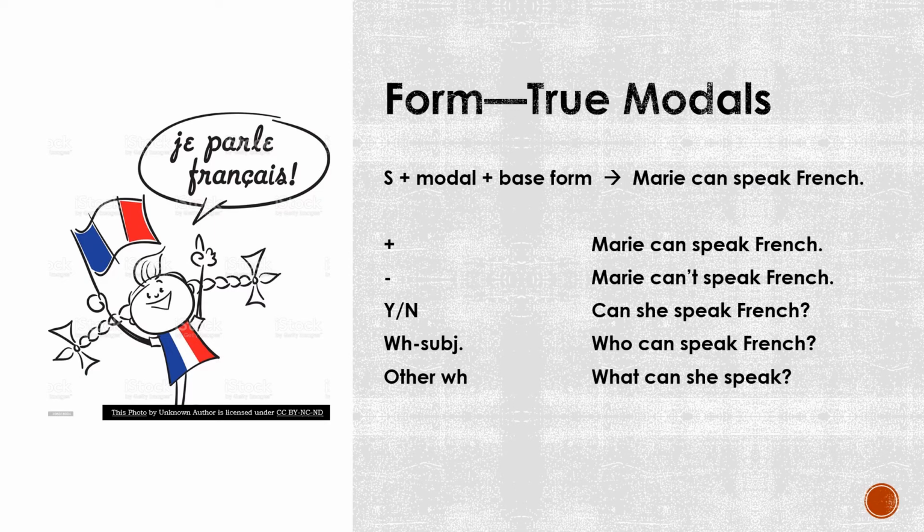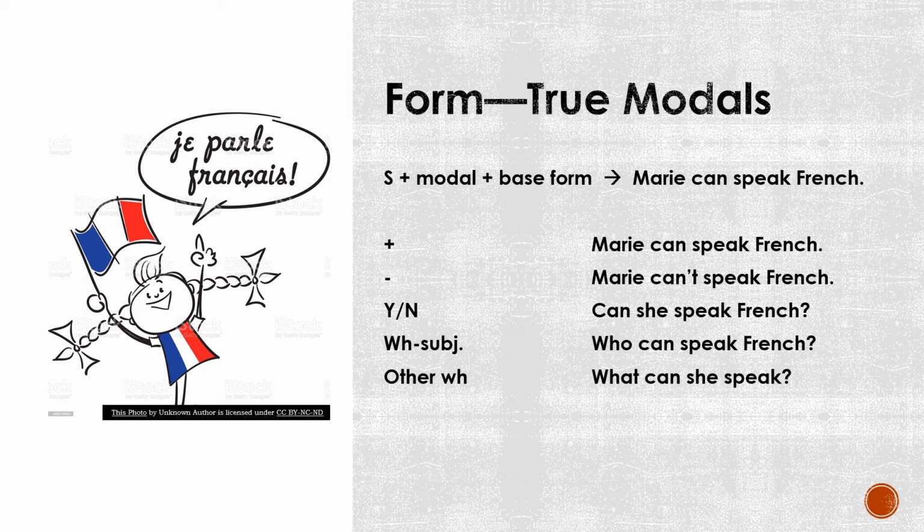We're going to start with the form of the true modals. So the true modals, like I said, are those 9 words, those auxiliary verbs or helping verbs. May, might, can, could, shall, should, will, would, and must. The form is very easy. All 9 of them have the same form.